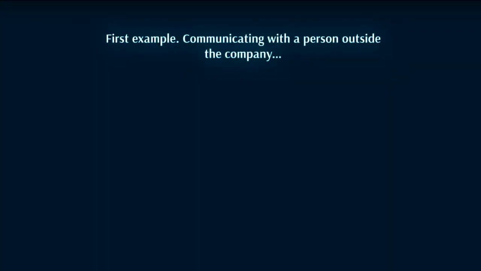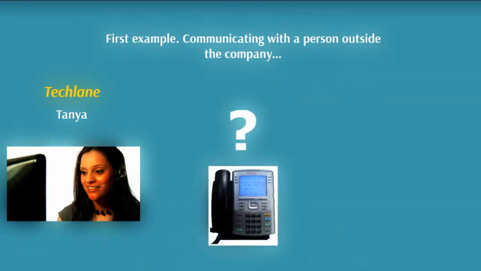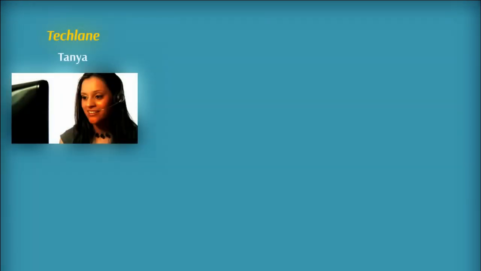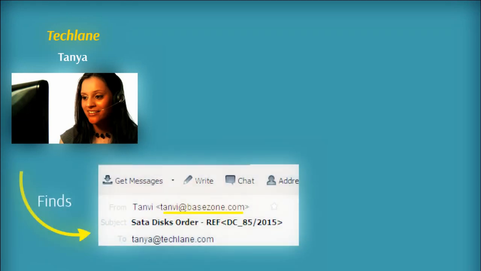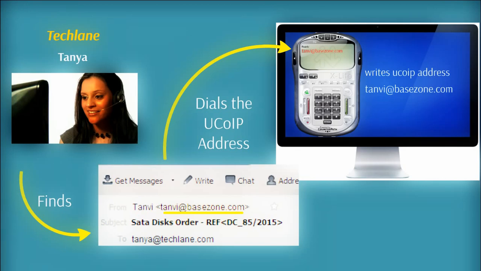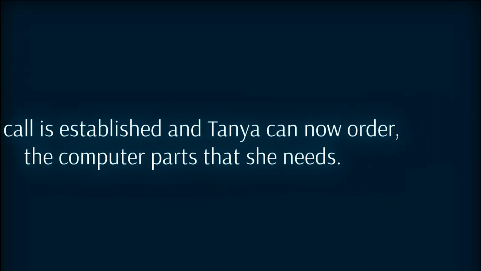First example. Communicating with a person outside the company. Tanya, the secretary from the TechLane company, wishes to contact Tanvi, the secretary from Base Zone. She wants to order some computer parts, but she doesn't know Tanvi's direct phone number. In the past, she has received an email from Tanvi about a specific order, so she searches for Tanvi's email and finds it. Because both TechLane and Base Zone companies have a UCOIP system in place, Tanya goes to her soft phone and dials Tanvi's UCOIP address. The call is established and Tanya can now order the computer parts she needs.